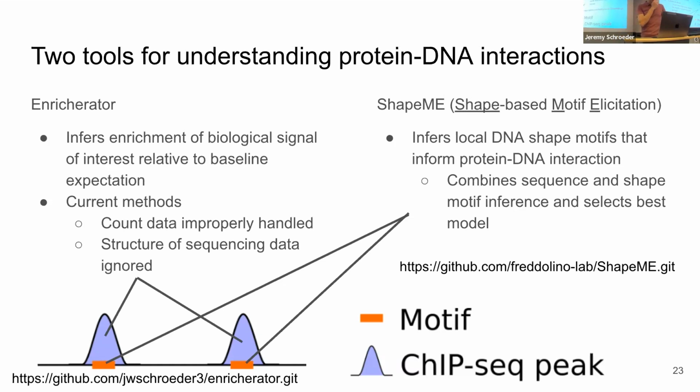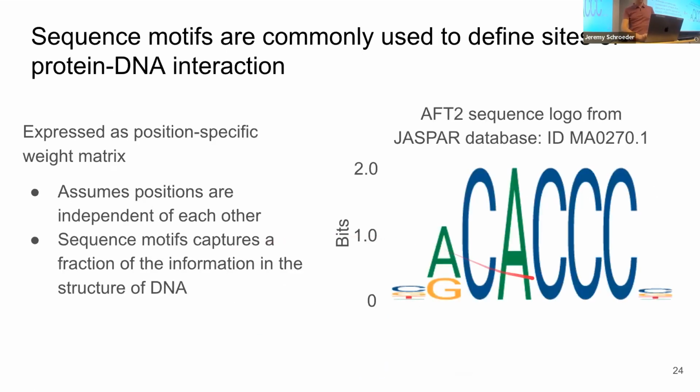Okay, let's go on to ShapeME then. I mentioned that it uses local DNA shapes to infer motifs that are predictive of protein-DNA interaction. So most of you will be familiar with this kind of view of a motif. This is a sequence motif. They're defined by position-specific weight matrices. This is just an example of a motif I downloaded from a database called the JASPAR database, where for this transcription factor, AFT2, what the logo here means, and we call these sequence logos, is this.